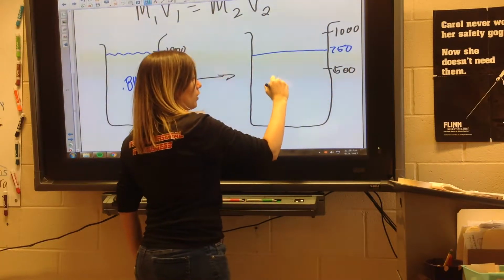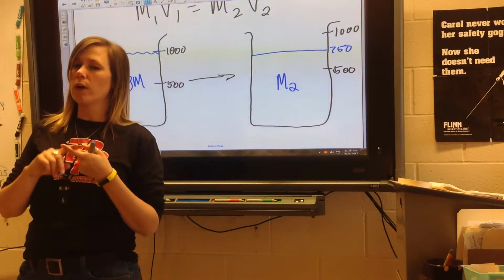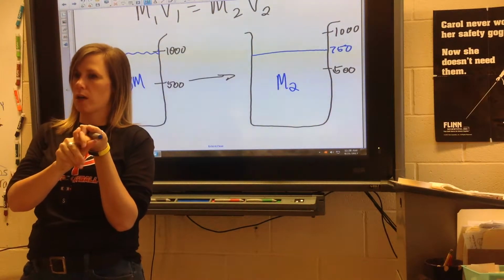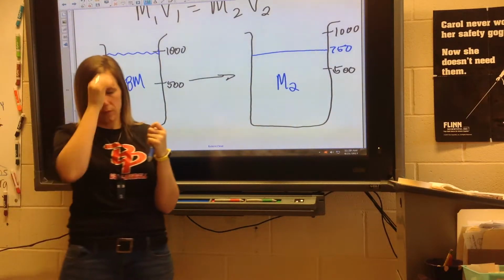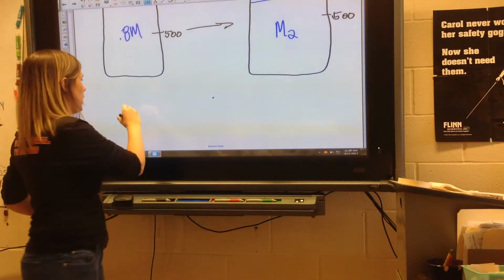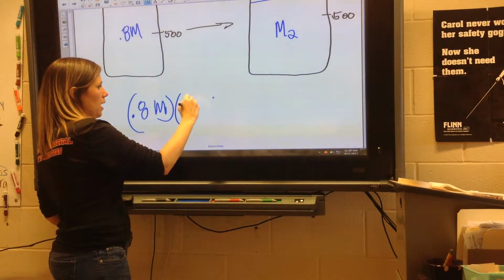And we're going to try to find your new molarity of that. Will it be more concentrated or less concentrated? It'll be more concentrated, so a higher molarity. So we look at that. All right, we know M1 is 0.8. We had 1,000 milliliters of that.